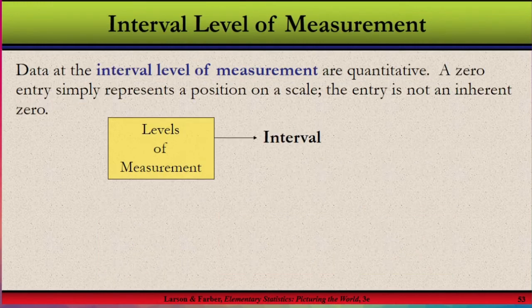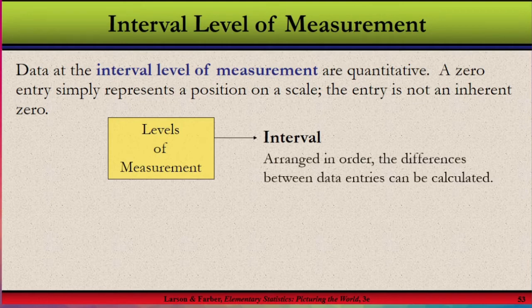So next, interval. So data at interval level of measurement are quantitative data. So a zero entry simply represents a position on a scale. So the entry is not an inherent zero. So ibig sabihin, kahit zero yung data natin, meron pa rin siyang ibig sabihin. So for example, sa temperature, di ba? 0 degrees is meron pa rin siyang ibig sabihin. So pag 0 degrees, syempre malamig na yan. So parang nagyayelo na nun pag 0 degrees. So yan. So nakalagay dito, arrange in order, the differences between data entries can be calculated. So nakakalculate. So nakalagay naman dito na si interval ay quantitative data.